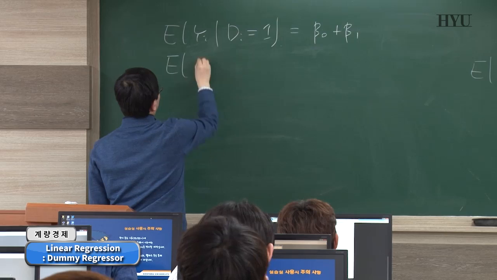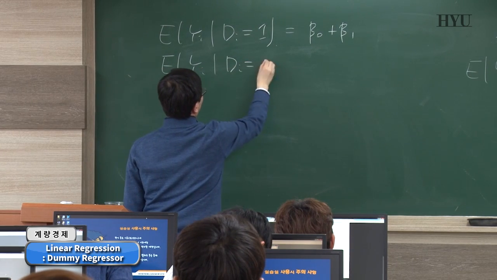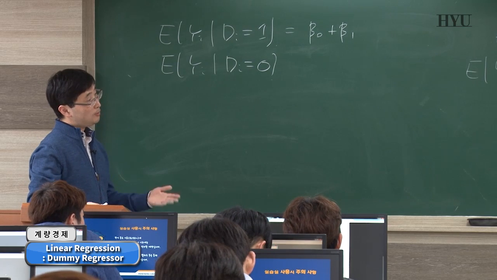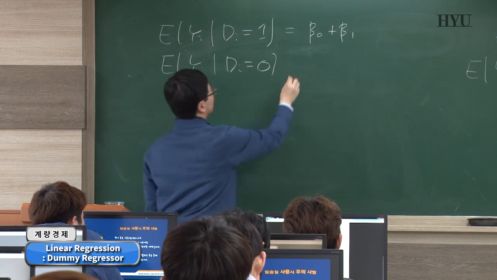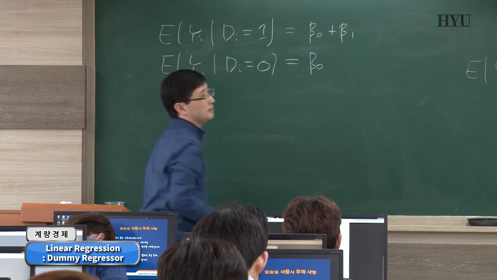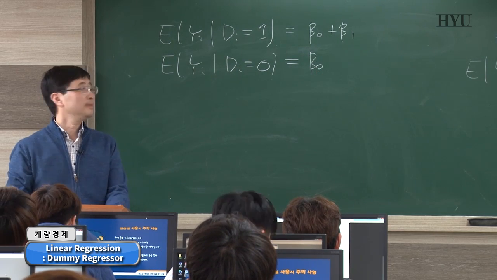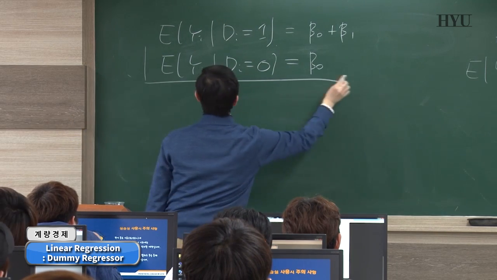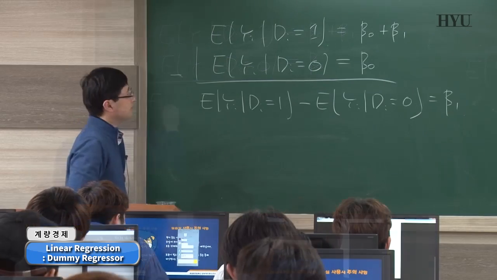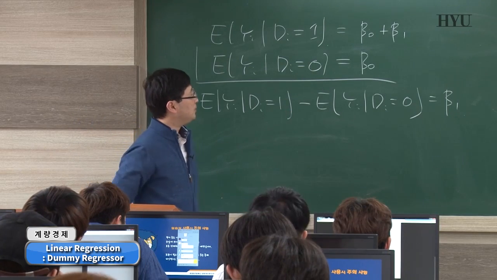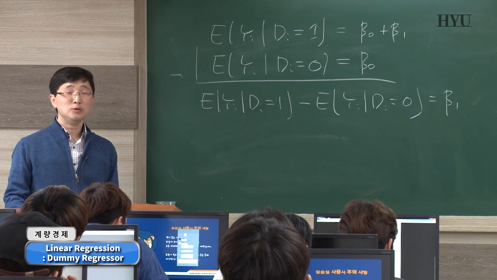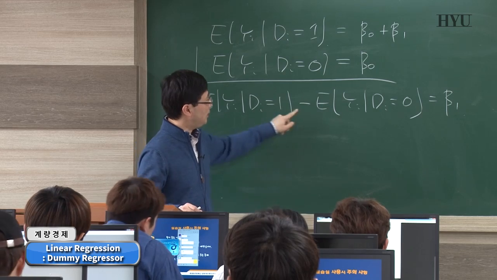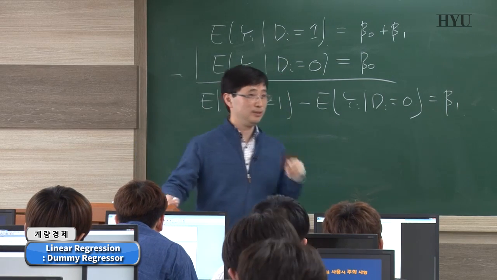Now, what is the mean wages of high school graduates? And di is 0. So I use the expression, but di is 0. So the second term disappears. So here comes the interpretation of beta 1. If you subtract them, the beta 1, the slope, is the difference in two average wages, right? So average wages of college graduate minus average wages of high school graduate.